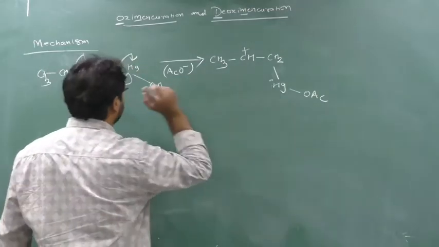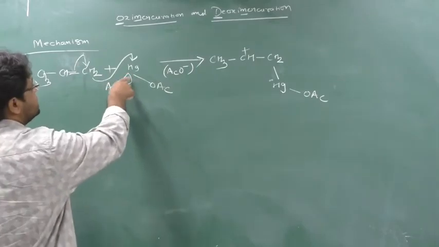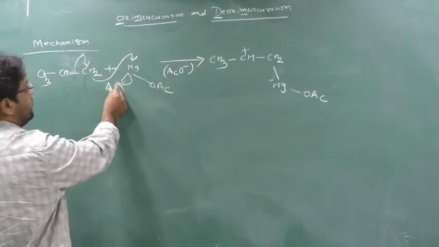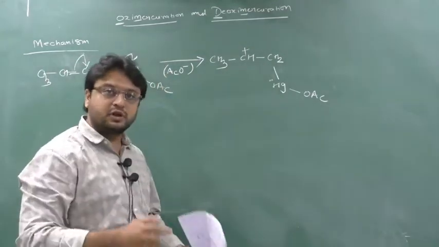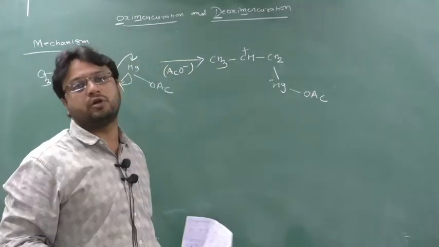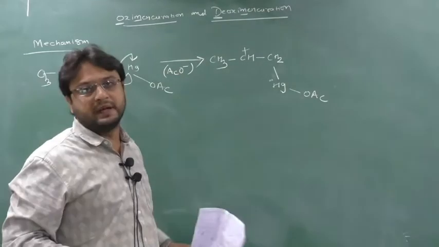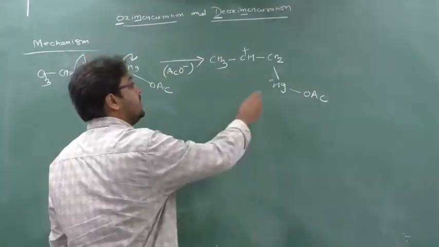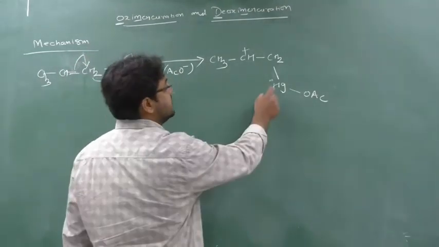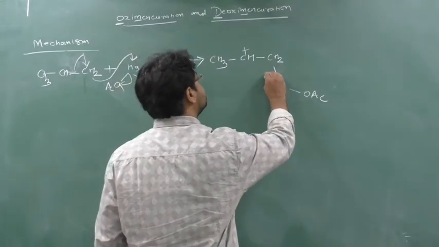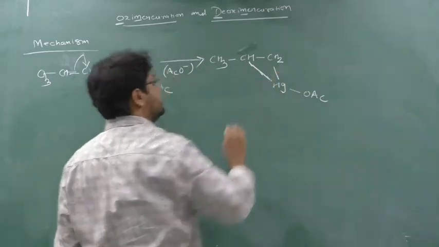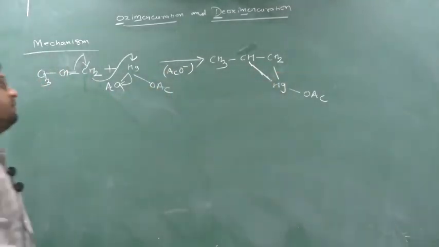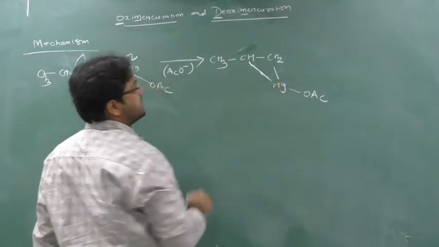Hg will not be plus. What you are thinking here is that OAc has been removed from Hg, so Hg will be having plus. No, Hg will not be having plus, because Hg is having extra electron, because it's a metal, it's a heavy metal. So this extra electron will be donated to this CH. This Hg will donate the extra electron to this CH, and there will be formation of one complex cyclic compound.